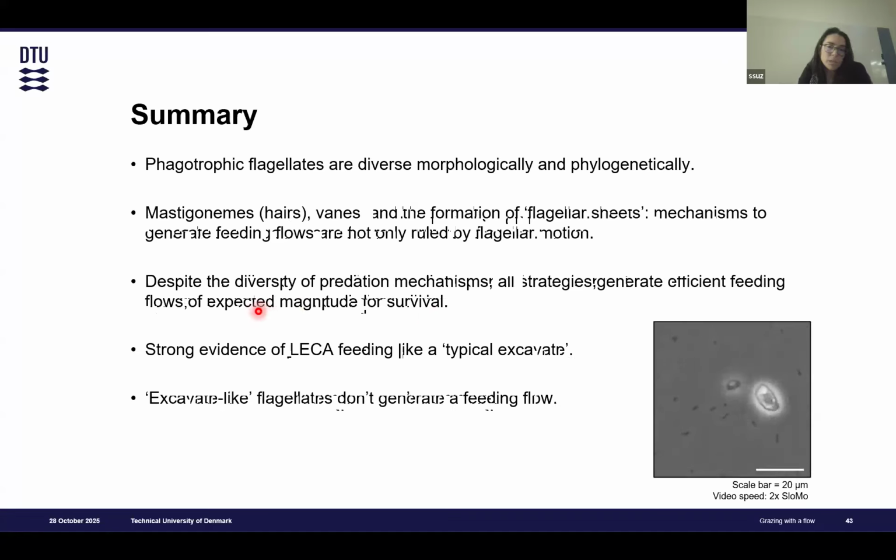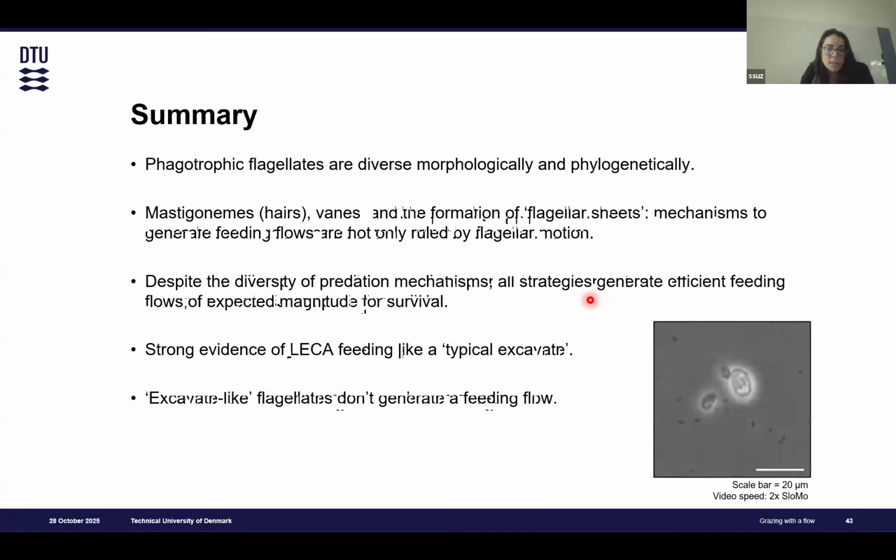And then we were able to see that all of them, despite their diversity of mechanisms for generating these feeding currents, produce an expected magnitude of clearance that have been calculated in the past as necessary magnitudes for their survival.